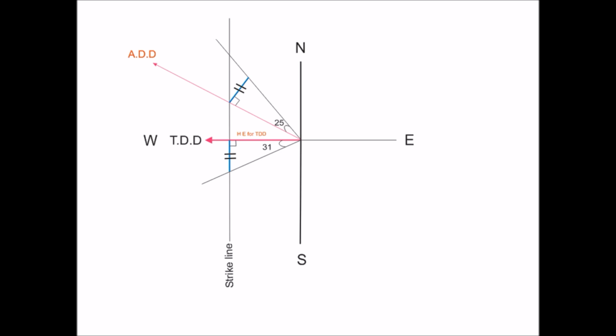Remember again, the HE for the true dip is the shortest distance. The HE for the apparent dip was greater than this, so naturally this amount of true dip would always be greater than the 25 degrees which is given here. So it is, say, around 31 degrees. So by doing this, I have tried to explain to you how to determine the direction and amounts of true dip and apparent dips given the problems. So I think you will be able to understand. Thank you.